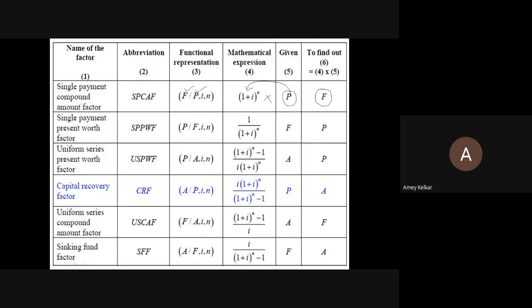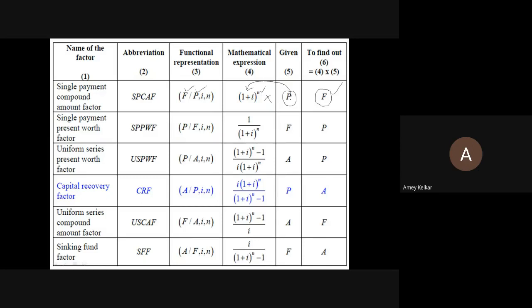Okay, now compound amount factor means this amount which you are investing today will go on compounding for the given period and you will get a future amount. So the name is single payment compound amount factor. Now, which formula will we use? We'll use the formula (1 + i)^n. That has to be multiplied by the present amount.